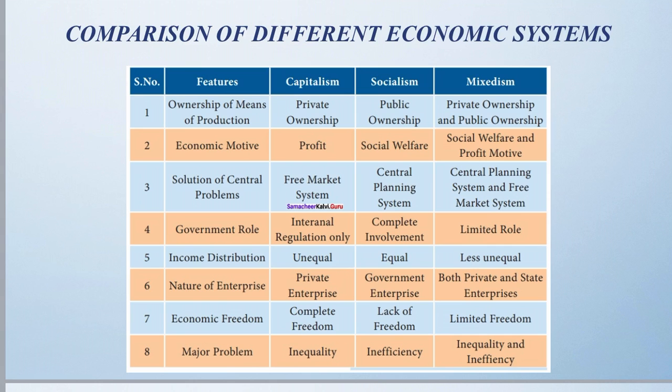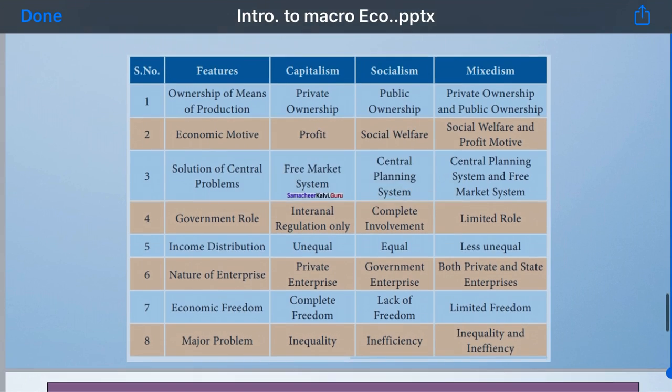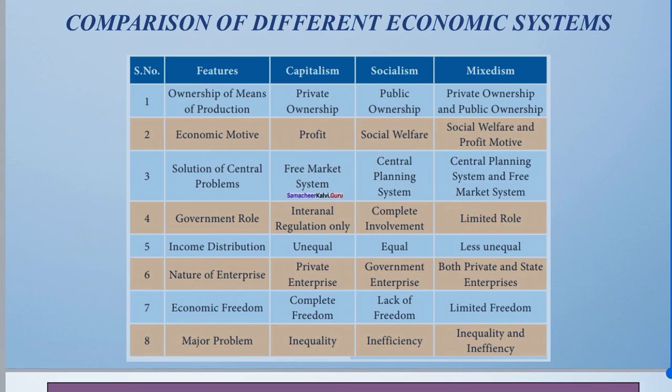Solution of central problems, here it is free market system. Here it is central planning system. Mixedism is central planning system and free market system. Government role, integral regulation only, complete involvement. Mixedism is a limited role of the government. Fifth one, income distribution, capitalism it is unequal, socialism equal, mixedism it is less unequal. Nature of enterprise, capitalism it is owned by private enterprise, socialism government, mixedism you have both the private and the state. So this is more or less the same as the first point. First and the sixth point are almost the same.